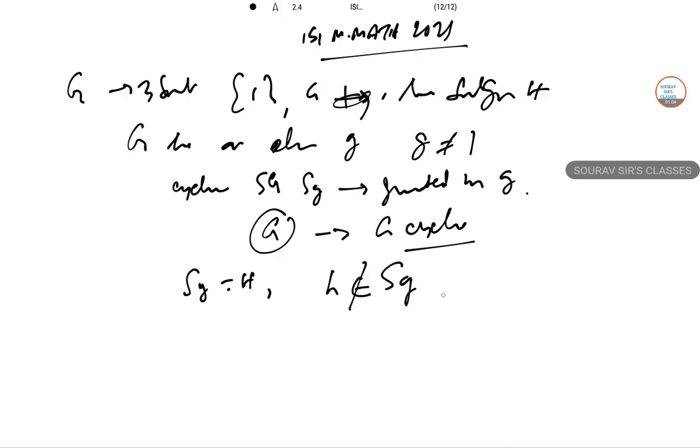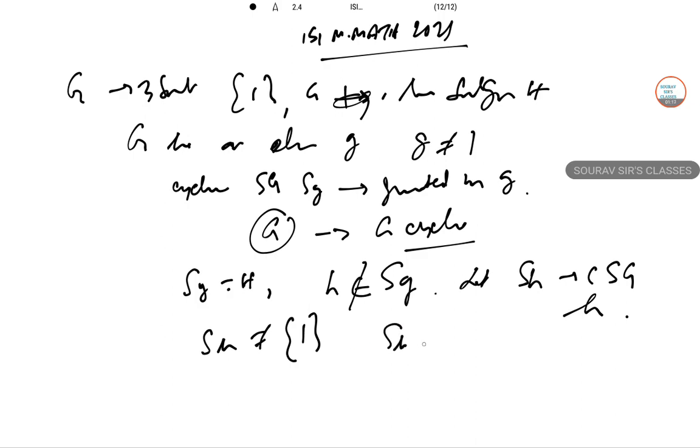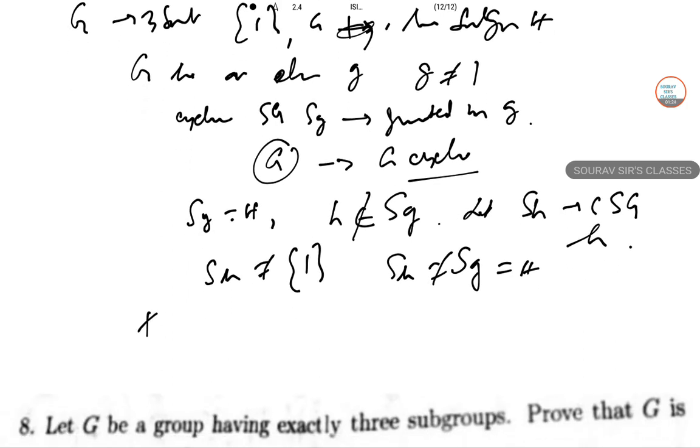So let S(h) be the cyclic subgroup generated by h. Hence S(h) is not equal to 1 and S(h) is not equal to S(g), which equals H. So then S(h) equals G, and G is cyclic.